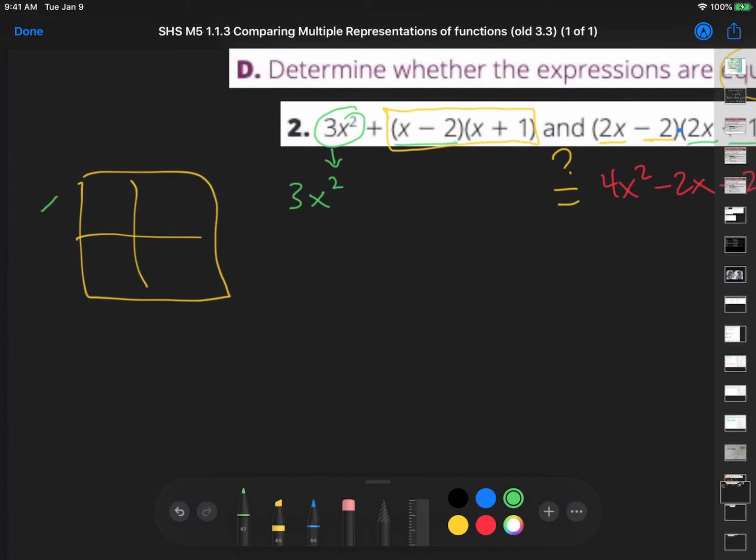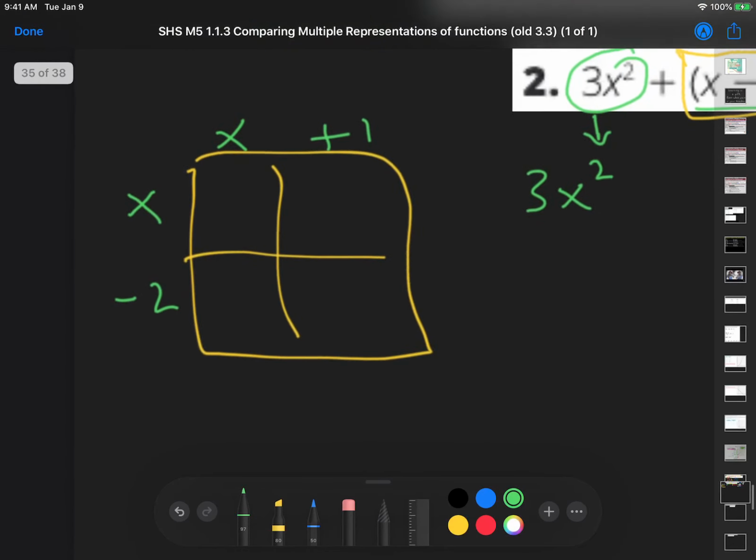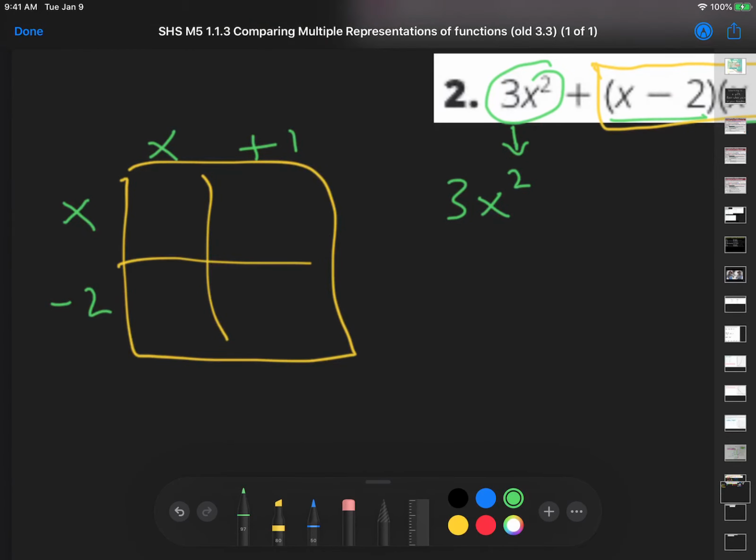x minus 2. Okay, it doesn't matter, you could have done it on the top, but I wrote mine on the side, and then x plus 1. The same thing we did over there. We're going to multiply first, and then we're going to add. x times x is x squared. Okay, x times 1 is 1x. It's not x plus 1. x times 2 is negative 2x. And again, I'm doing multiplication, so you can imagine there's actually a dot there, but we don't normally write the dot. And 1 times negative 2 is negative 2.